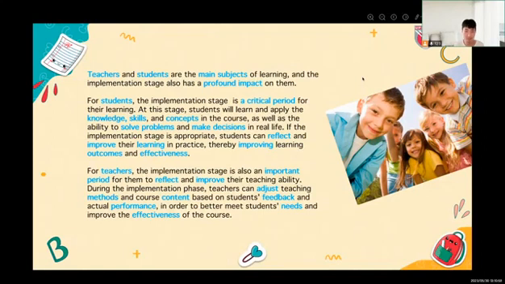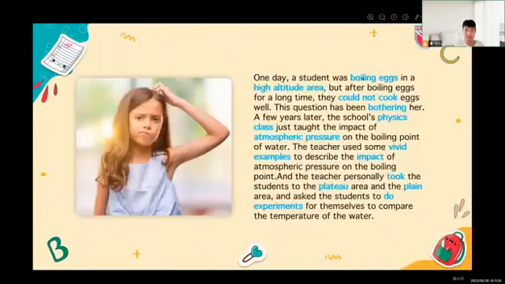If the implementation stage is appropriate, students can reflect and improve their learning in practice, thereby improving learning outcomes and effectiveness. So for teachers, the implementation stage is also an important period for them to reflect and improve their teaching ability. During the implementation phase, teachers can adjust teaching methods and course content based on students' feedback and actual performance in order to better meet students' needs and improve the effectiveness of the course. Okay, also the time is limited, so I have to skip an example.